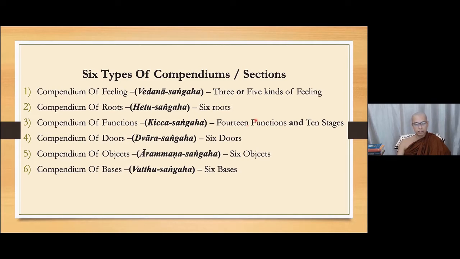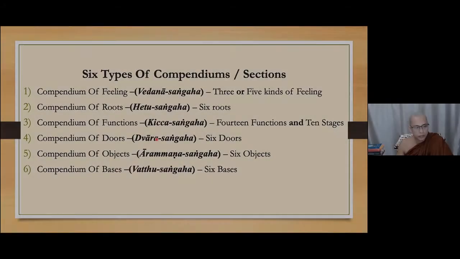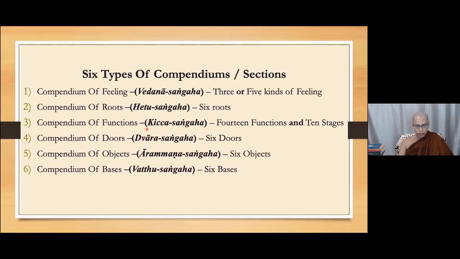That's why it must be a little bit difficult. So in the third compendium of function, there are 14 functions and 10 stages. So 14 kicca and 10 thana to analyze the consciousness and mental factors. And in the fourth compendium of doors, the mentalities will be analyzed by 6 doors, dvara. And in the fifth compendium, by the 6 objects, 6 arammana. And the last compendium will analyze by 6 bases, or vatthu in Pali. So these are the 6 compendiums, the 6 sections in that chapter of Abhidhamma Sangaha, Pakinnaka Sangaha.